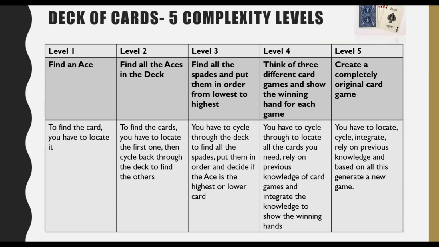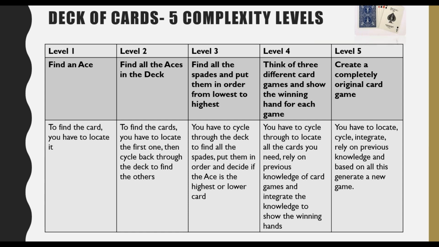This is the deck of cards example. I've had different people explain complexity to me using this example. So I thought if you haven't ever seen or heard this before, it really helps cement the concept of how the complexity builds. So if you're using a deck of cards, at level 1, you might have to locate an ace in that deck. So you're told find the ace. You have 52 cards, and you have to find the ace. At level 2, you have to find all the aces in the deck. So you have to locate the first one, and then cycle back through the deck to find all the others.